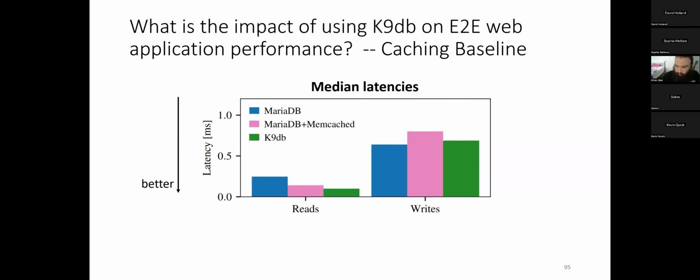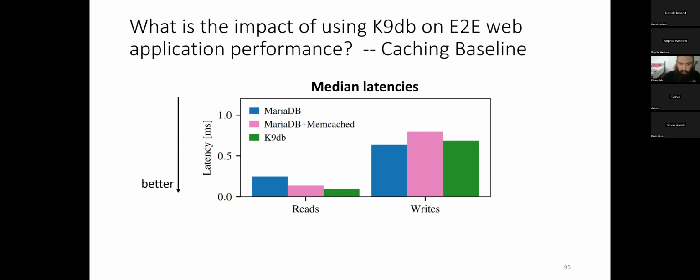Okay. Now here are the results for K9db. And as you can see, the read and write performance it offers are very comparable to Memcached. There's a bit of difference in the write, but this is mostly an implementation detail. The cache is integrated in K9db, and so updating it is part of the same process. While in the case of MariaDB plus Memcached, it's an extra RPC, because you write to the database and then you invalidate Memcached, which is a separate process, so you have an RPC. It's not really meaningful, just an implementation detail.